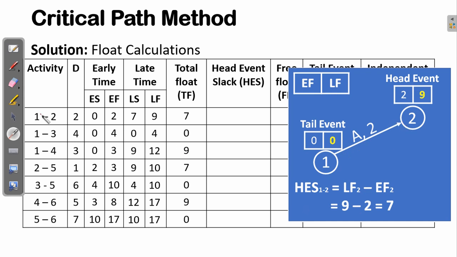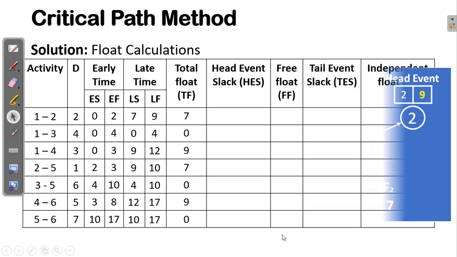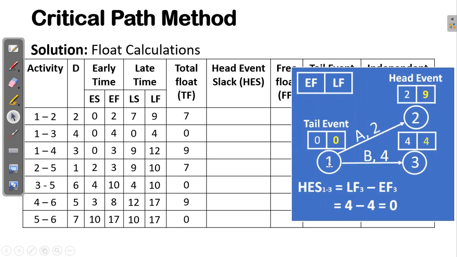Also, you can compute that for other activities. For instance, for activity B, we have activity B with its head node. This is the tail. So the head node has 4 as the late finish and 4 as the early finish. The difference between this late finish and the early finish gives you the head event slack.